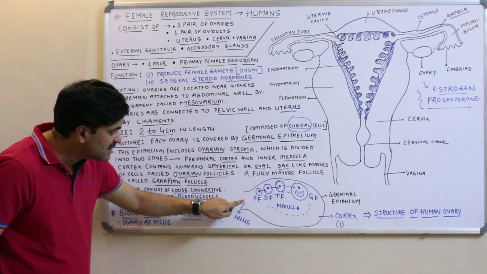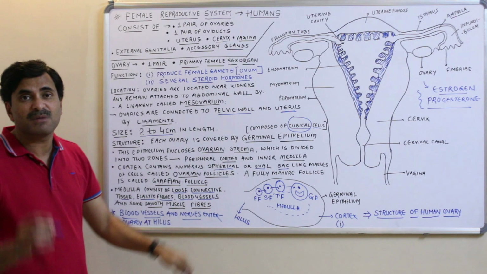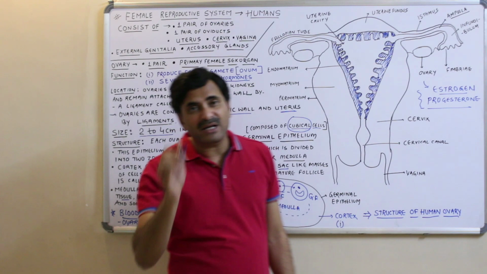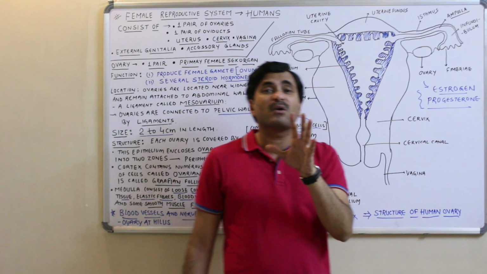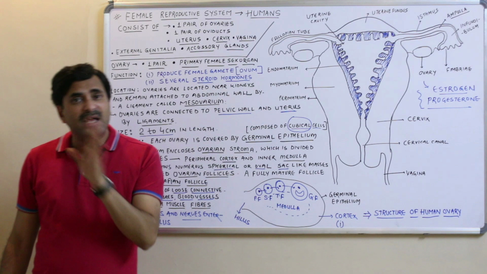Hilus is the region from where the blood vessels as well as the nerves enter into the ovary, because we must know that each and every part of the body requires the supply of the blood vessels as well as the nerves. Okay. So just now we have discussed only the external structure of the ovary. We have not discussed at all the internal structure of the ovary, that is, we have not discussed the follicles or any other thing. Okay. It is just the external feature.